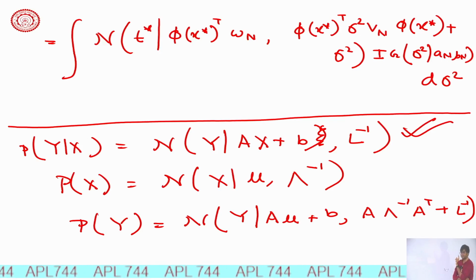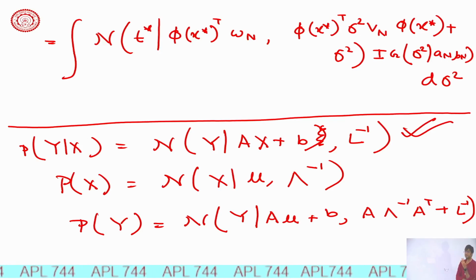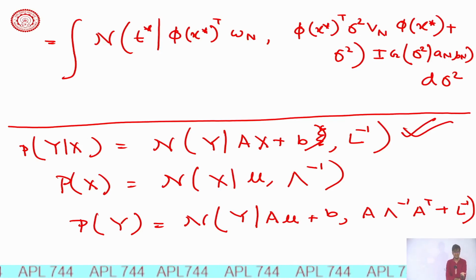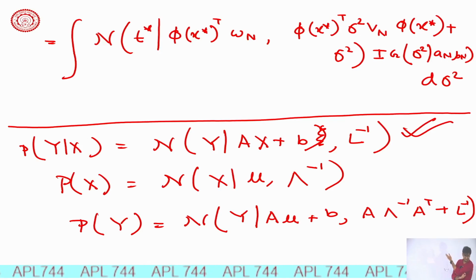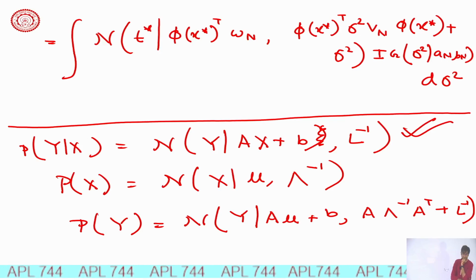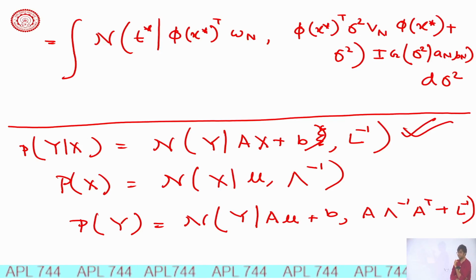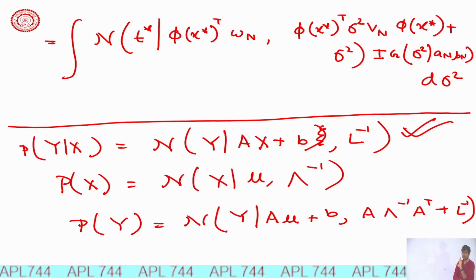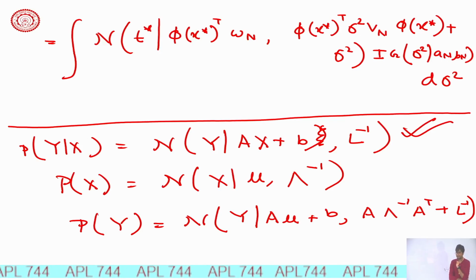So I'll ask again. Now can you relate to it? What have I done? A is nothing but phi x transpose. That's all. B is equal to 0. Lambda inverse is equal to Vn, and your L inverse is equal to sigma square Vn, right? Any doubt? But still there is one integral that I have to find out.